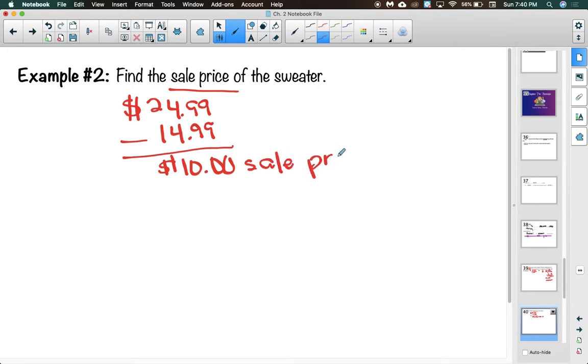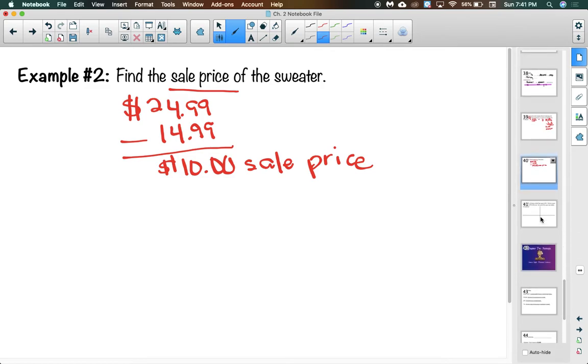These are another set of questions where you're going to have to read really carefully to see what you're solving for. Are you solving for the discount, or are you solving for the sale price? If you're solving for the discount, you can just stop after you multiply. If you're solving for the sale price, you have to do some subtraction.